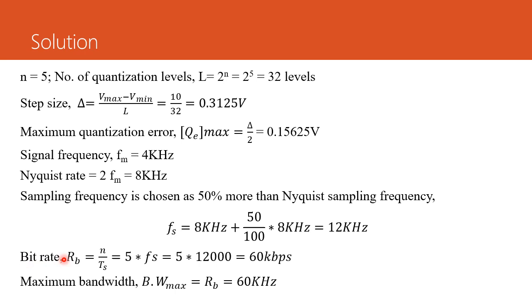Again, the bit rate Rb is equal to n by Ts. Our n is given as 5 and 1 by Ts is equal to the sampling frequency, that is Fs. So here we got Fs as 12 kilohertz. So Rb is equal to 5 into 12 kilohertz, which is equal to 60 kilobits per second. Again, the maximum bandwidth of a PCM system is equal to Rb, which is equal to 60 kilohertz. So this is PCM.